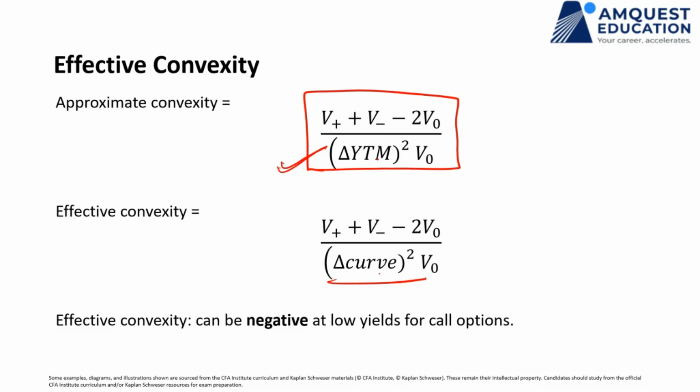So that's fundamentally the way things are going to work for us on the curve-based measures, rather than the yield-based measures. Yield-based measures are yield to maturity-based measures. Curve-based measures are effective convexity and effective duration. Remember, these are used only for embedded option bonds.